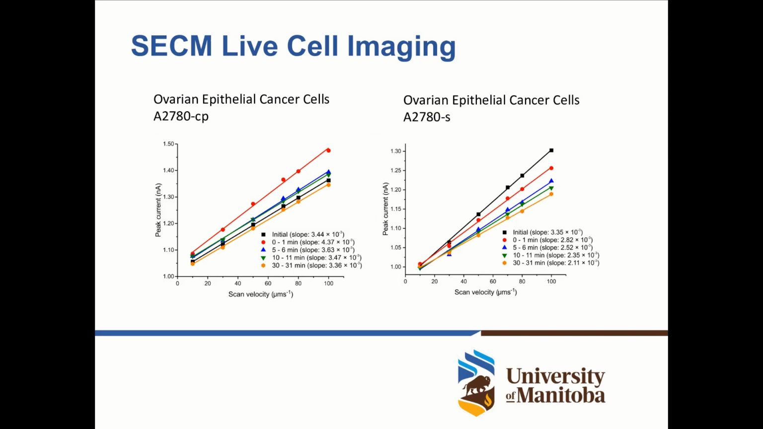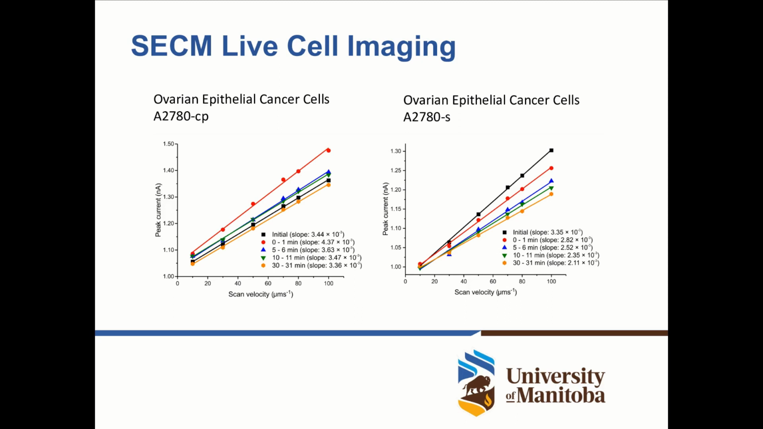So on the left-hand side, you see the carboplatin-resistant cells, presenting the peak current as a function of scan velocity, and we obtain a slope. Now let's have a look first at the black curve. You find the black line, which is right in the center there, and this is our initial slope. These are the cells before we treat them with carboplatin. And now we are exposing these cells and carrying out these line scans every 5 minutes. You see the very first line scan that we do immediately after exposure represents a change of slope. So the slope increases before it then relaxes back. And it's very stable over a time period of 30 minutes.